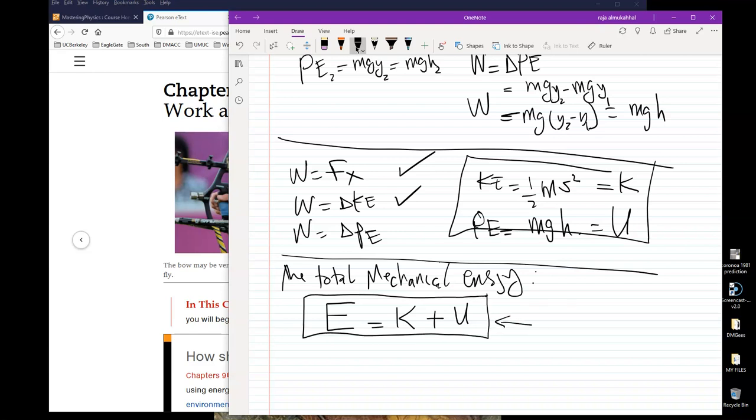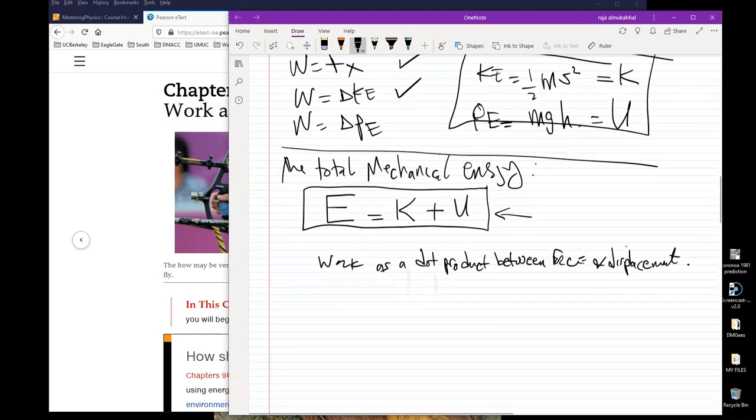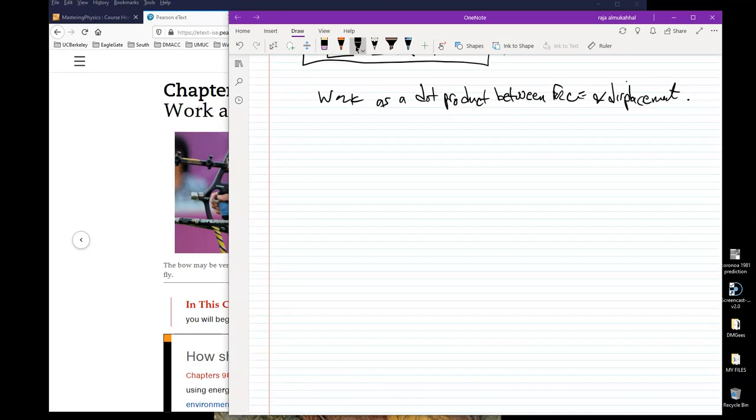Before I go any further, I want to talk about one more thing about work in terms of vectors. Work as a dot product between force and displacement. And then we'll start doing problems. That's really basically what the chapter is all about. And then I'll spend the rest of the lecture time doing problems.